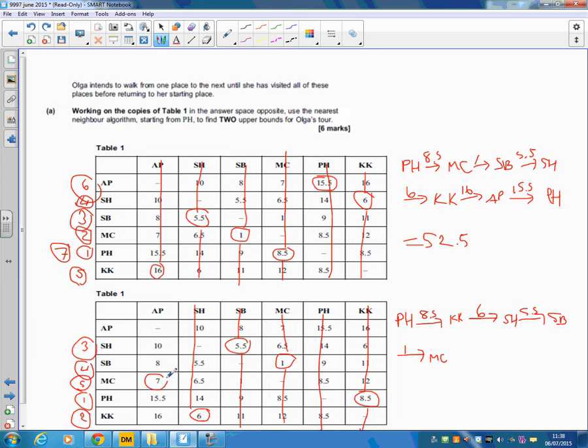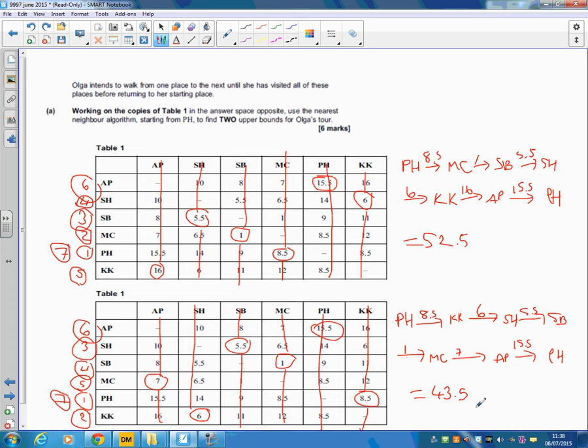So we now must go to AP, which was in 7. AP, which was in 7. So this was our 6th one visited. Not going back to it, but we do have to return back to PH. So if we're at AP, we need to go back to PH. It's going to be that one in 15.5. Let's mark on that we've gone back to PH, so we've got a 7 here. So we visited PH first and 7th. And then if we add up here, we've got our 43.5.